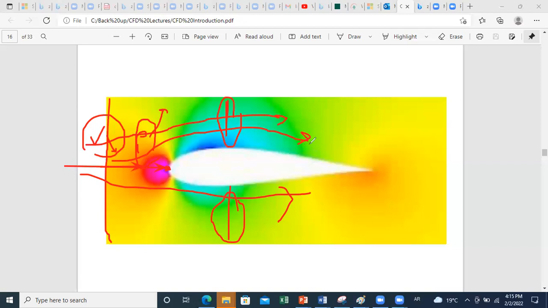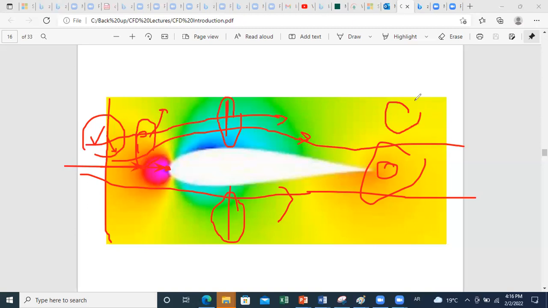And then when you are done with this zone, you have a recirculation zone or wake zone at this level. So you have the formation of a wake region beyond your airfoil, and this wake region is minimized because of the shape of the airfoil. But if you are treating, for example, flow over a cylinder, you will observe a larger wake zone.